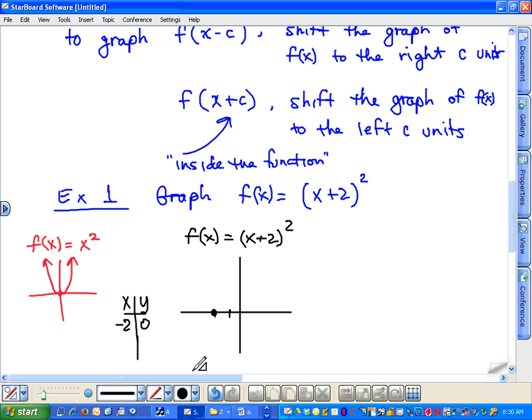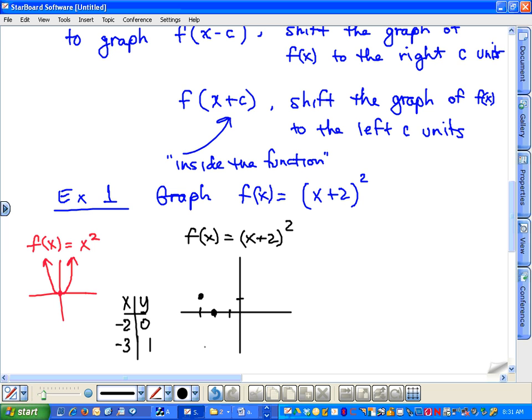So let's plot another point. I want a point near that. -4 would work. Can we go even closer though? -3 or -1 would be even closer. So let's do -3. -3 plus 2 is -1, squared is 1. So (-3, 1).